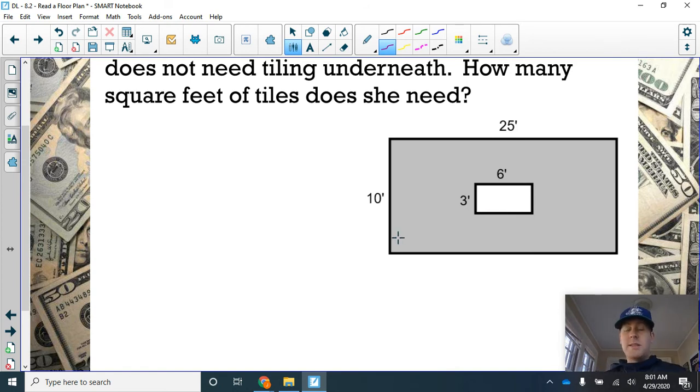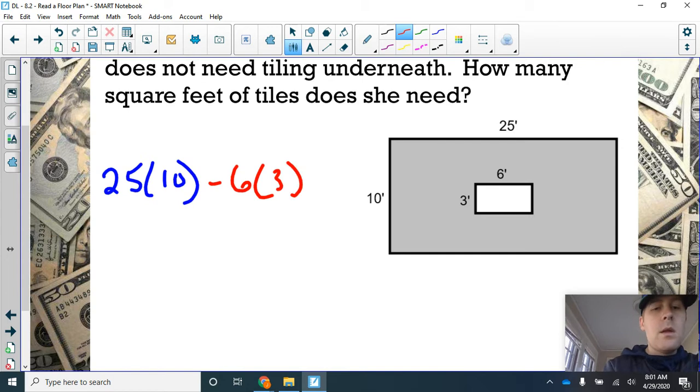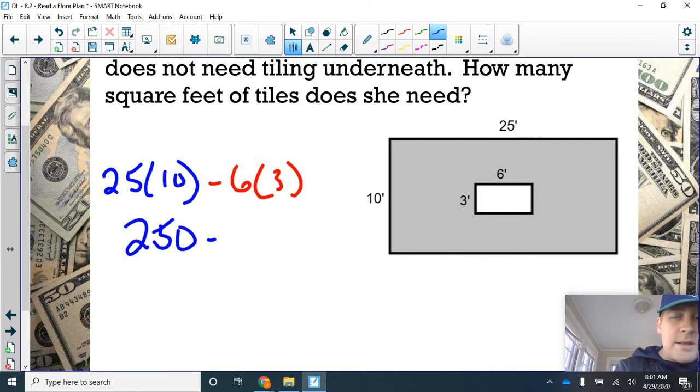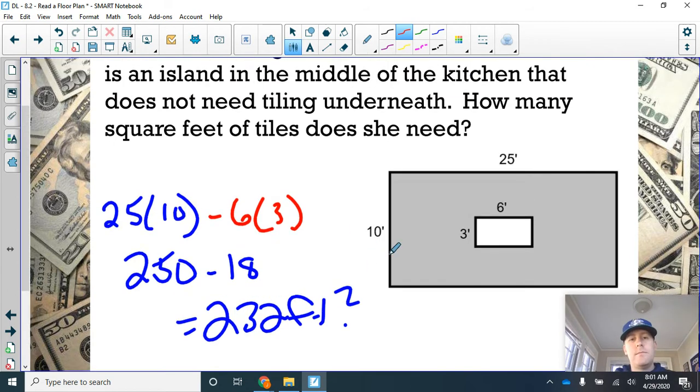Again, the area of a rectangle is always length times width. So we're going to multiply 25 times 10 together because that would be the area of the bigger rectangle. And we're going to subtract from that the smaller one, which is 6 times 3. So 25 times 10 is 250, and then 6 times 3 is 18. Then 250 minus 18 gives us 232 feet squared.